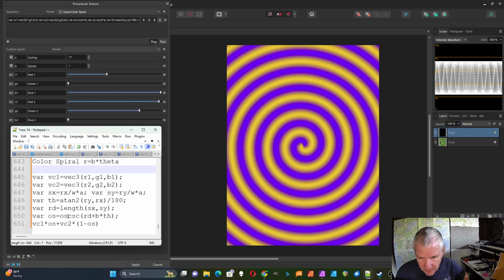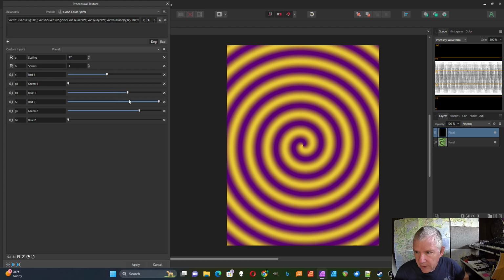And then I'm using the S-curve oscillator, and I'm putting in the radius plus b times theta. So this goes into that as radius plus b times theta. And then I set that oscillator up as a variable, so I'm taking it times color 1, and then 1 minus the oscillator times color 2. So that gives me my pattern like this.